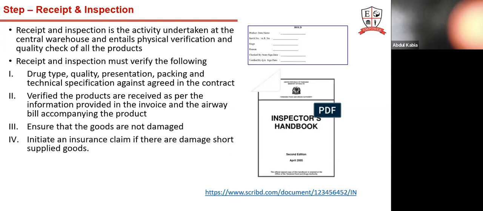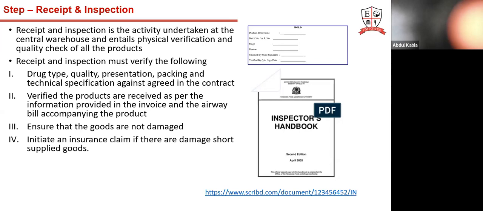So in receipts, these are some of the things you check. Is it the type of drug we requested as the contract says? What is the quality? What is the presentation? The packaging? Does it match what we requested? And the technical specification against the agreed contract. So these are all the things you need to look at. Once you have the document and you have the contract, you should verify this one.